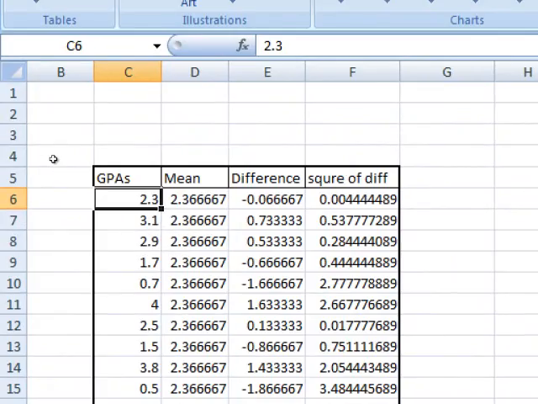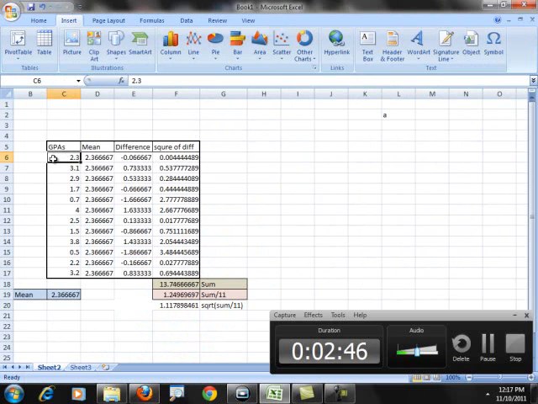So we take the GPA, like this person has a 2.3 right here. That person has a 2.3 GPA. We subtract the mean in the next column, and you see the difference. This person is a little bit lower, about 0.07-ish lower. And then we square the difference, and let's talk about why. Look at what happens. Let's check out the average.